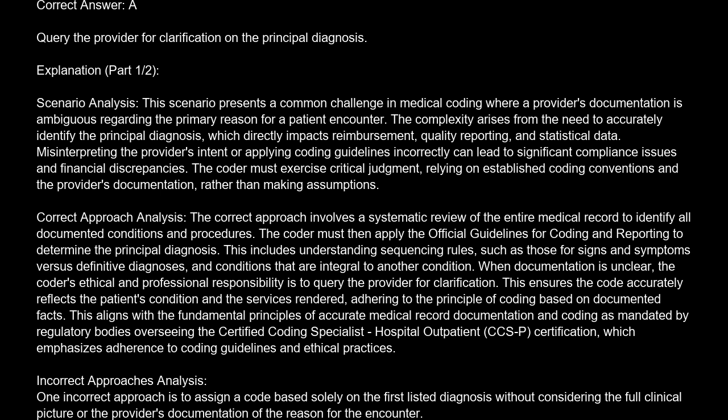Correct approach analysis. The correct approach involves a systematic review of the entire medical record to identify all documented conditions and procedures. The coder must then apply the official guidelines for coding and reporting to determine the principal diagnosis. This includes understanding sequencing rules, such as those for signs and symptoms versus definitive diagnoses, and conditions that are integral to another condition. When documentation is unclear, the coder's ethical and professional responsibility is to query the provider for clarification.